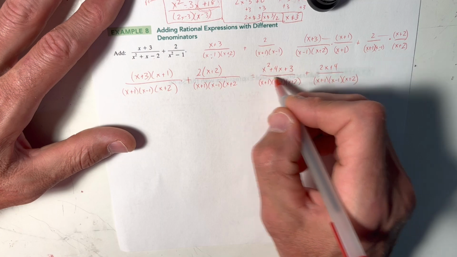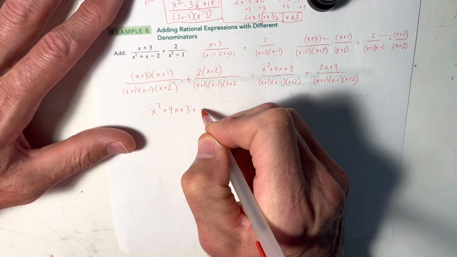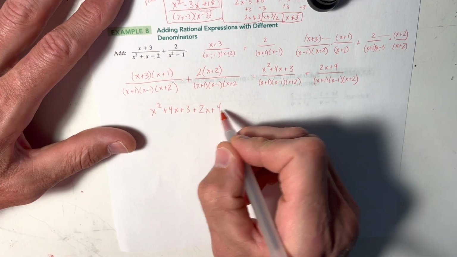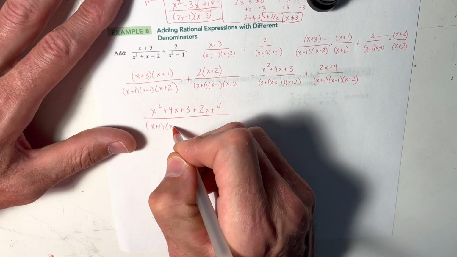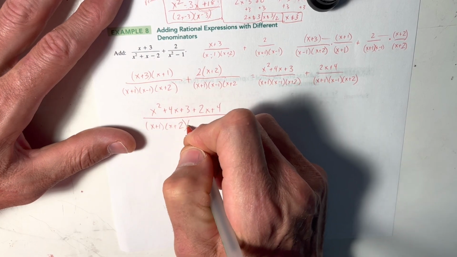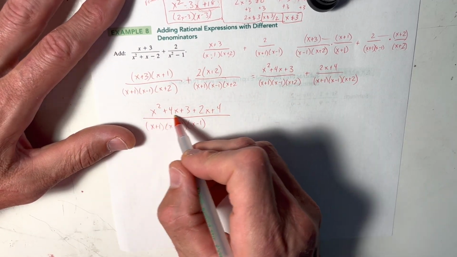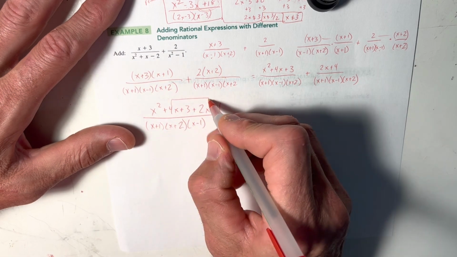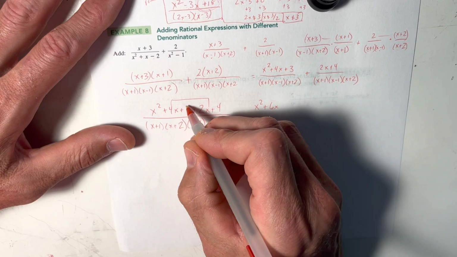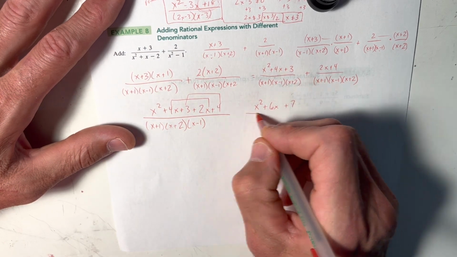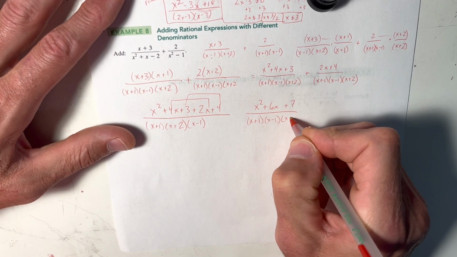Now we can write these together as one expression. X squared plus 4x plus 3 plus 2x plus 4, everything's plus, no signs change, over, here we go again, x plus 1, x plus 2, and then x minus 1. I didn't write them in order that time. Doesn't matter, they're all multiplied together. All right, now we combine like terms. 4x and 2x gives us 6x. So we got x squared plus 6x, and then 3 plus 4 gives us plus 7 over x plus 1, x minus 1, and x plus 2.